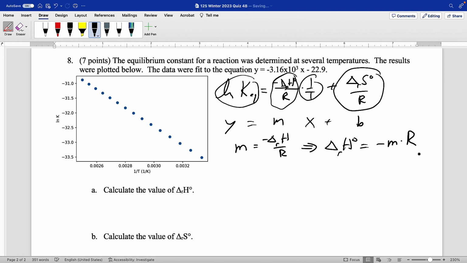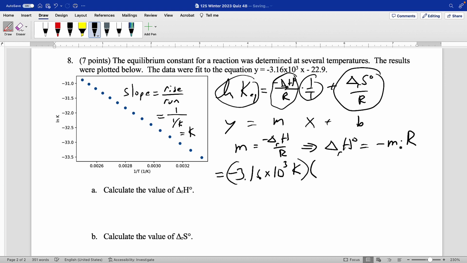We do have to be careful with our units here. So let's see, our slope was negative 3.16 times 10 to the third. What are the units? Well, remember slope is equal to rise over run. So the units are going to be the y units divided by the x units. The y is unitless because that's a logarithm, and for the x, we've got reciprocal Kelvin. So it's 1 over reciprocal Kelvins. It's got units of Kelvins. So we've got this many Kelvins as our slope.